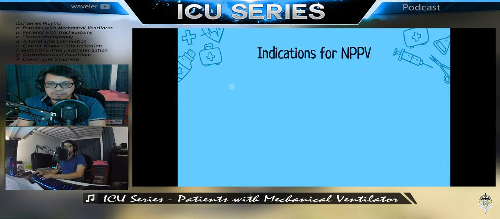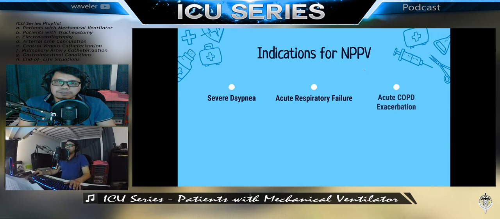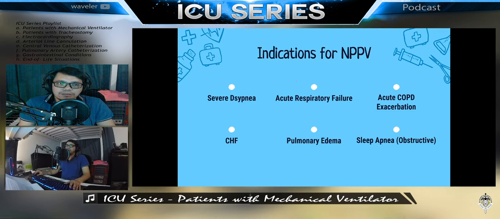So what are the indications for non-invasive positive pressure ventilation? It can be for severe dyspnea, acute respiratory failure, acute COPD exacerbation, CHF or congestive heart failure, pulmonary edema, and sleep apnea. By the way, obstructive sleep apnea is actually the main indication for CPAP, while acute respiratory failure and acute COPD exacerbation are the main indication for BiPAP.